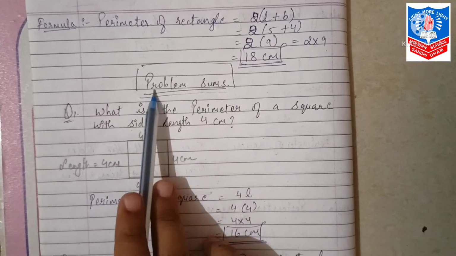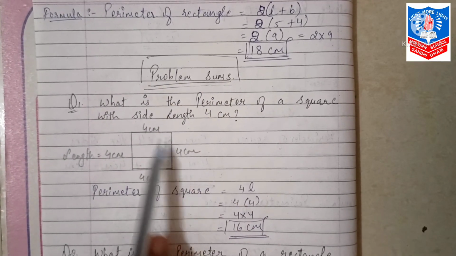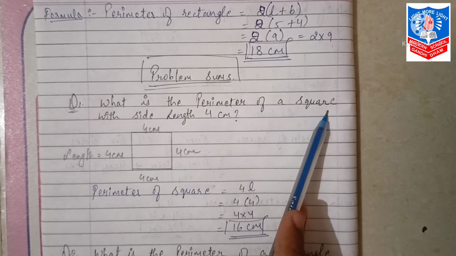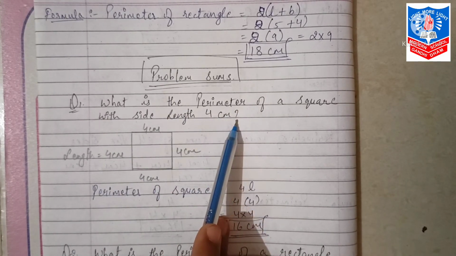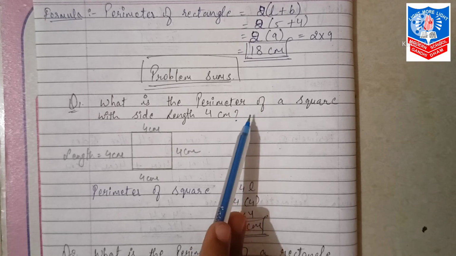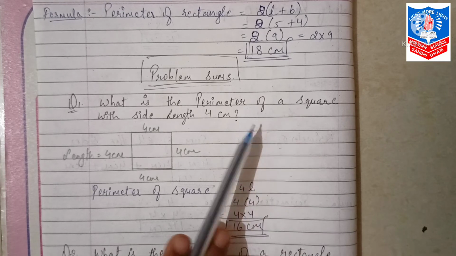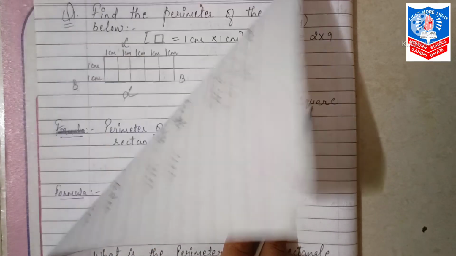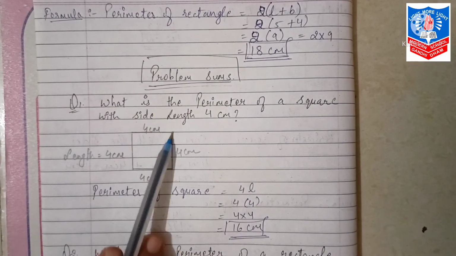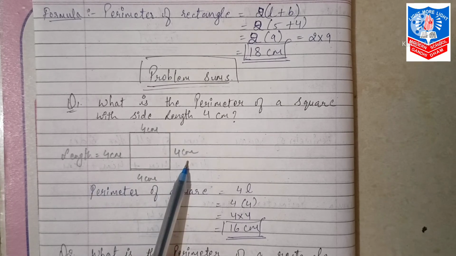Next we are going to start with problem sums. First question. What is the perimeter of a square with side length 4 centimeter? Now children, you are given a question that you have to find a perimeter of a square which is having the length of 4 centimeter. अब पहली बात तो वो square है. That means you will get all the 4 sides equal. Okay, length and breadth आपका दोनों ही 4 centimeter है यहाँ पे.